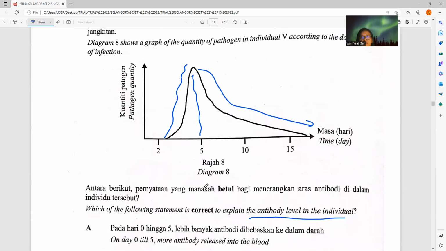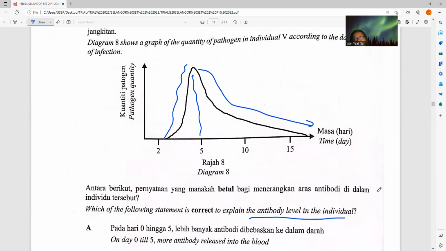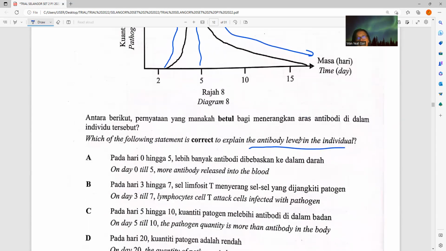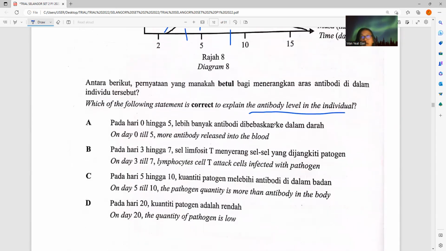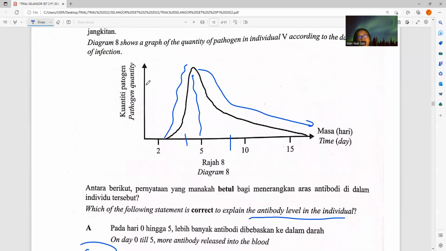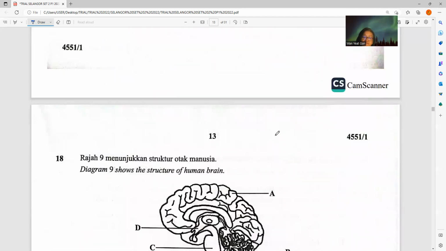Now, the reason that his pathogen level decreases could be that from about day 3 to day 7, the pathogen is being attacked by the lymphocyte cell. So the lymphocyte cell attacks the pathogen. That's why the number of pathogen decreases. Okay, answer is B.